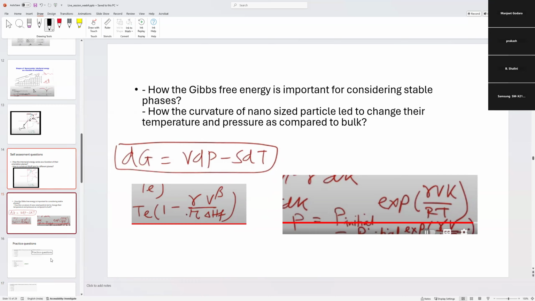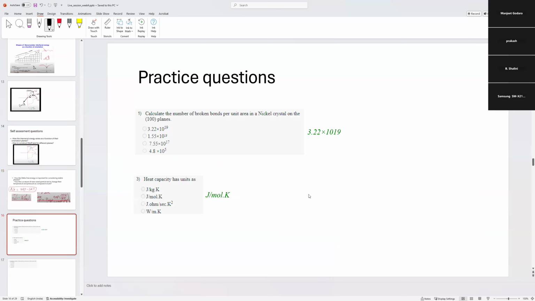These are the self-assessment questions. I'll go straight over to the practice questions. So calculate the number of broken bonds per unit area for a nickel crystal on the 100 plane.